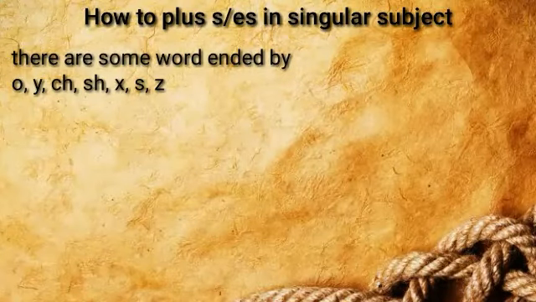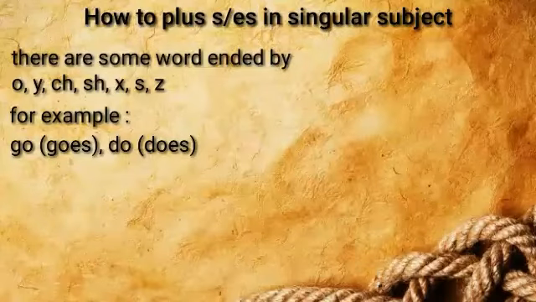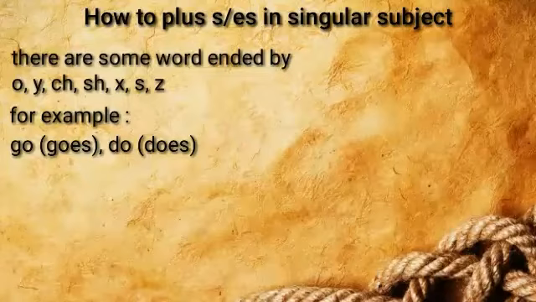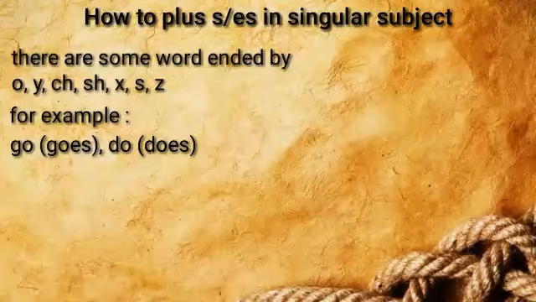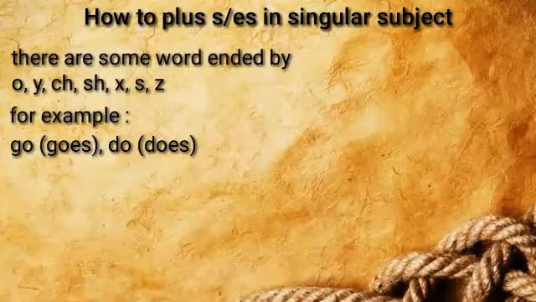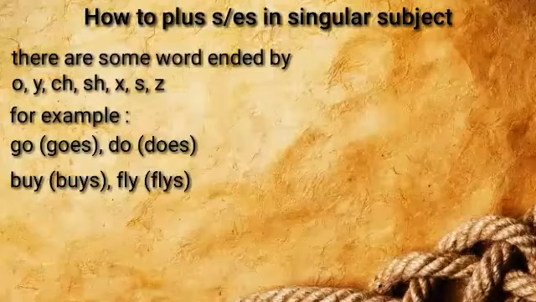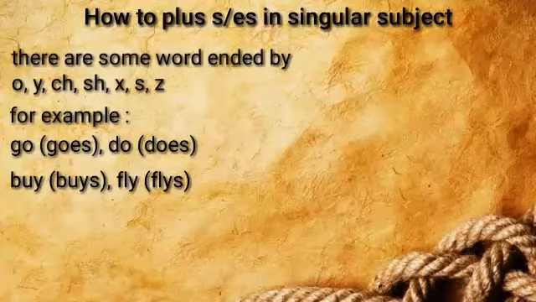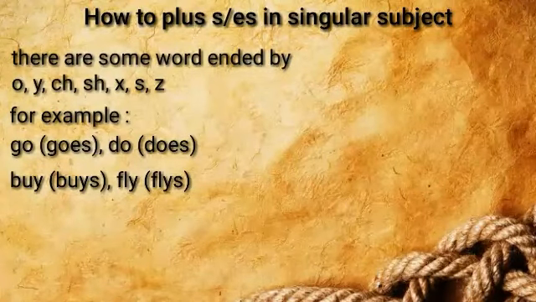Now, I will explain how to add s or es for a singular subject. As we know, there are some words ending in o, y, ch, sh, x, s, and z. For example, go and do. If some words end in o, it means we have to add es, so that the word go becomes goes and do becomes does. Buy and fly. If a word ends in y, it means we only need to add s, not es. So the word buy becomes buys and fly becomes flies.